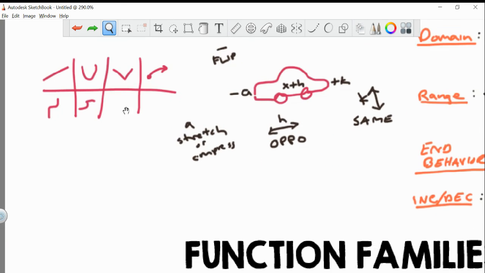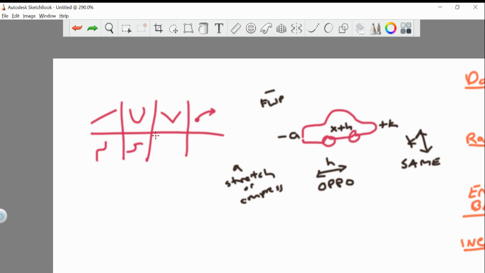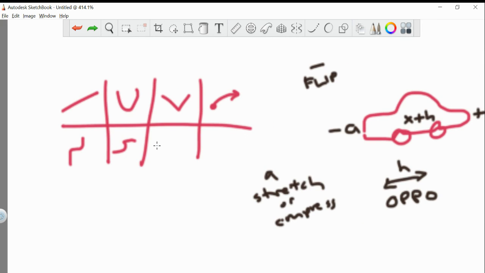And if we look at our pictures here, which pictures are going both directions forever? Zoom in a bit, right? This first graph, domain, all real numbers, right? It's a line, it's going to have domain of all real numbers. The U shape is going left and right. Domain is all real numbers. The V shape, domain, all real numbers.